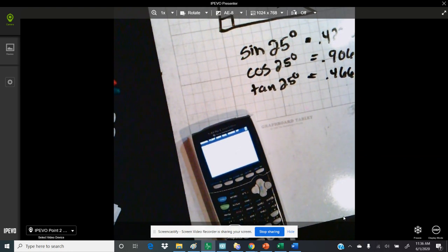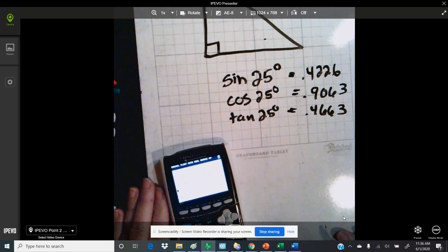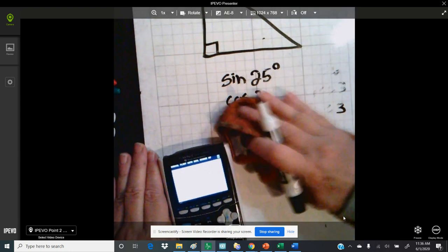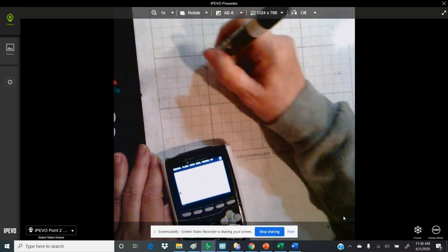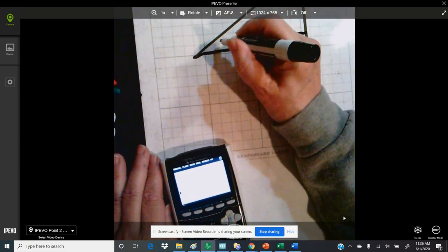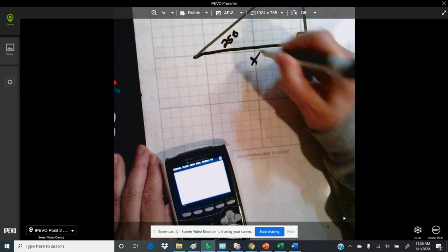Again, that's not all that helpful right now as far as determining side lengths, but you need to know how to use your calculator in order to do this. All right, so now let's go ahead and say, how can we use this to actually find the side lengths? So if you have a right triangle and they tell you this is 25 degrees, they tell you this is 3 and this is x.